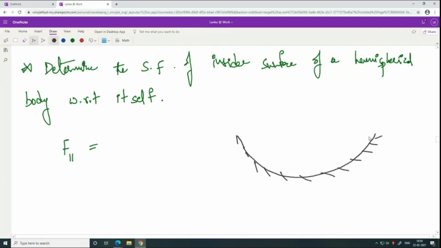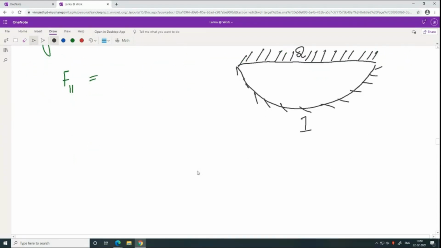To understand the F11, I will imagine a body here that is enclosing the surface like this. This I'll call body 2. This is my body 1. Let me take that it is exchanging some heat with body 2. This is actually not given in the question, but I am imagining it for solving it. I will make use of the various properties that we have seen for the shape factor to get this F11.